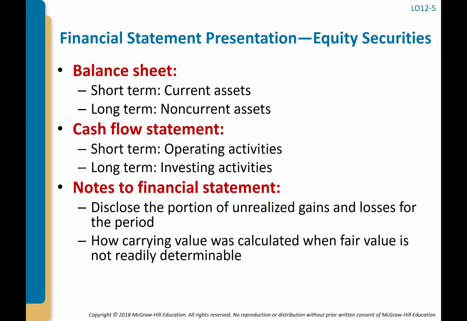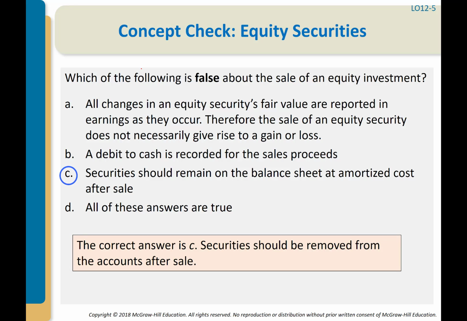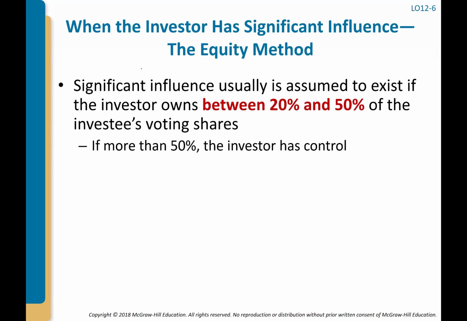Okay, all right, good. Let's take a look. Which of the following is false? Security should remain on the balance sheet at amortized cost. That's false. We're going to mark it to market, as we've seen, using this fair value adjustment account. And after sale, you take them off the books, obviously. You sell an asset, you don't show it on your balance sheet anymore, right? And they're not at amortized cost.